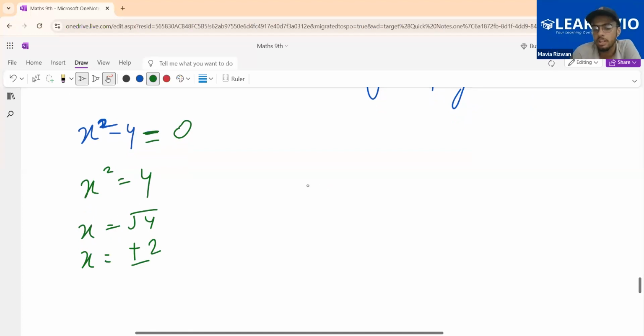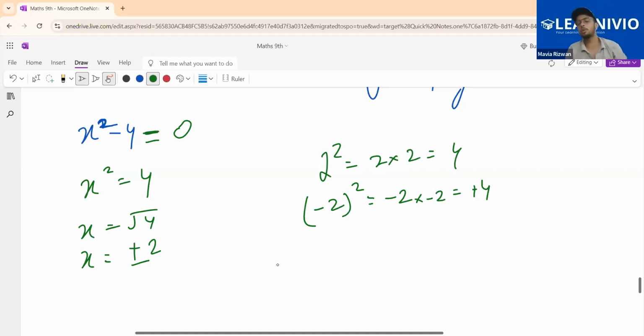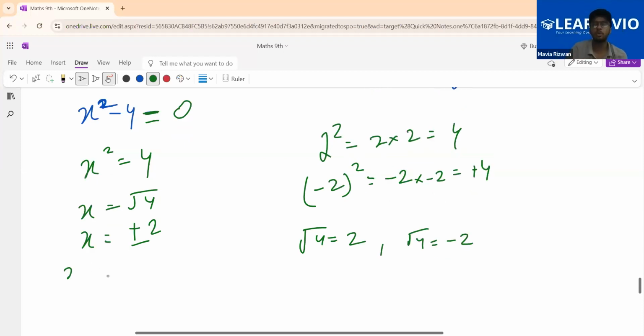How is that possible? See, 2 square is equal to 2 into 2, that is equal to 4. Now tell me what is -2 whole square? It is -2 into -2, that is 2 into 2, plus 4. So basically, root 4 has two values. Root 4 is equal to 2, and root 4 is equal to -2. Now we are getting two values of x. x is equal to 2, x is equal to -2, that will satisfy this equation.